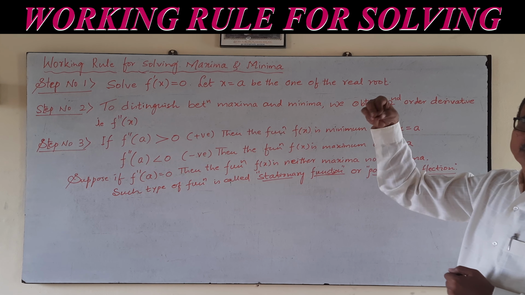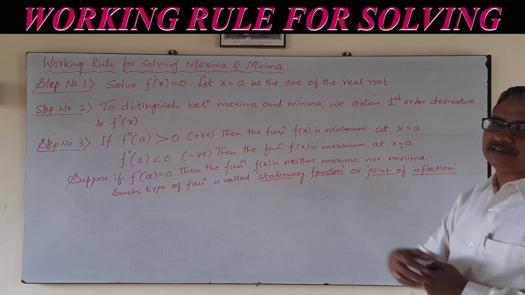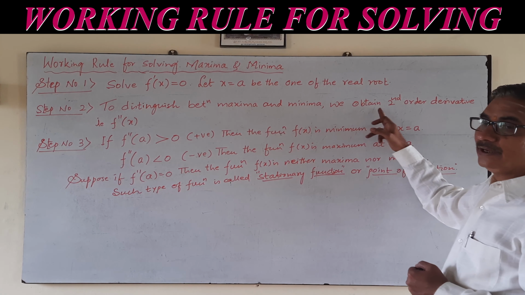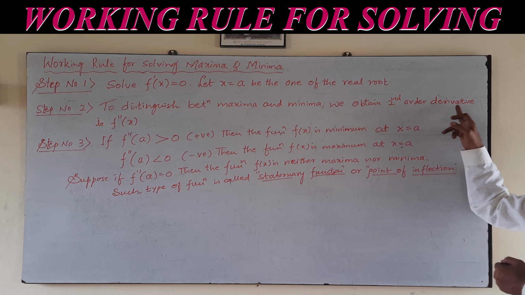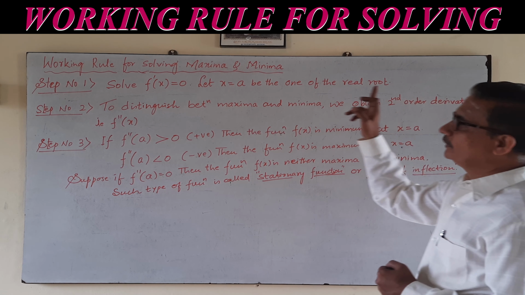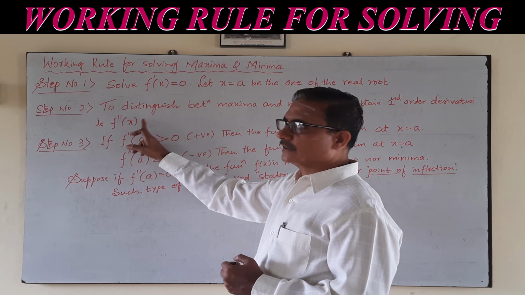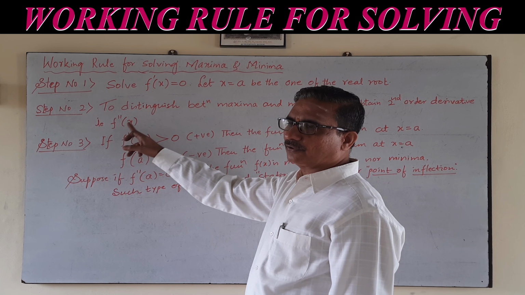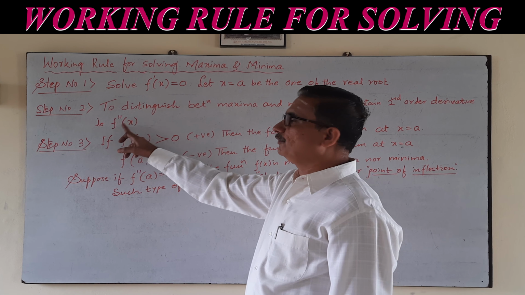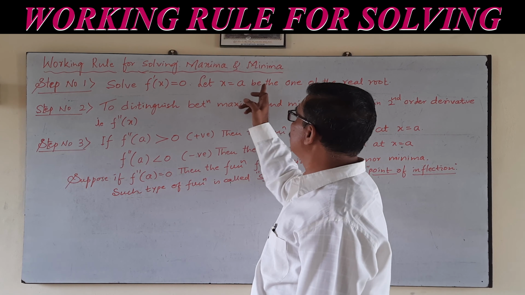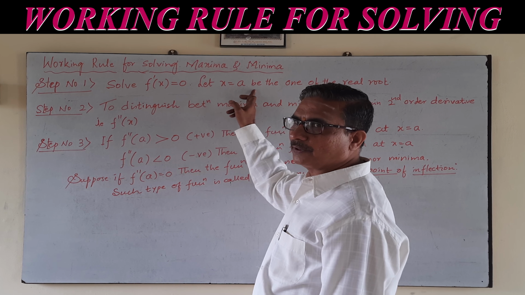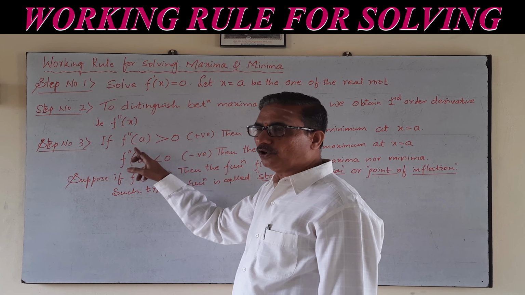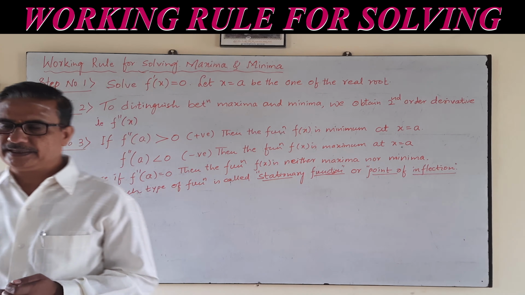So to check at which point there is maxima and at which point minima, what should you do? We obtain the second order derivative, that is, solve f double dash x. Once again differentiate. This is step number 2. Step number 3: you have found the second order derivative. If f double dash of x at x equal to that root, the root you found here, substitute that root in the second order derivative.